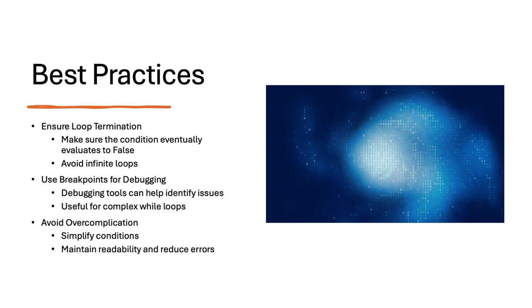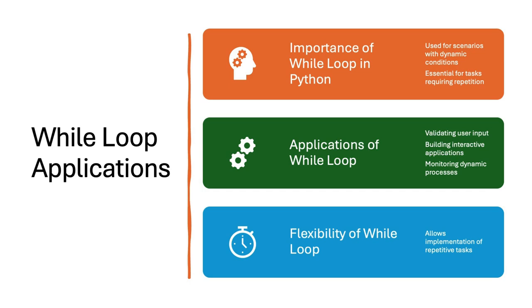To use while loops effectively, ensure the loop terminates, use breakpoints for debugging, and avoid overcomplicating conditions. The while loop is crucial in Python for tasks needing repetition based on dynamic conditions. It's used for validating user input, creating interactive applications, and monitoring processes, offering flexible and repetitive tasks.